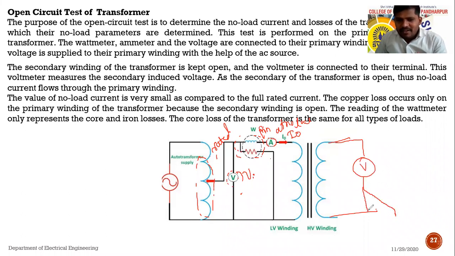To measure the secondary induced EMF or induced voltage, we are connecting one voltmeter. But the load is not connected. That means the current flowing from the secondary side is equal to 0. I2 will be 0, right? So this test can be conducted.